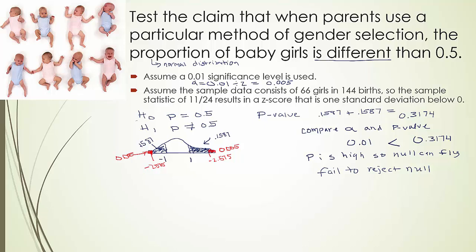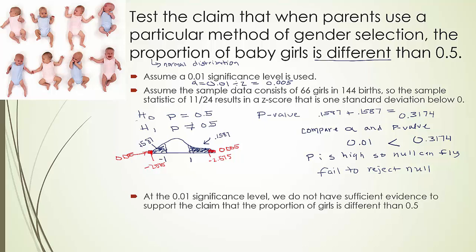As our final step, we want to put that into common English. And so at the 0.01 significance level, we do not have sufficient evidence to support the claim that the proportion of girls is different than 0.5.